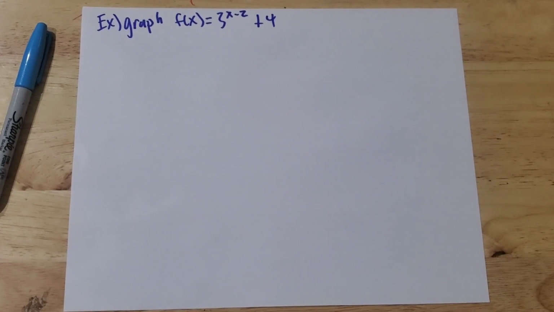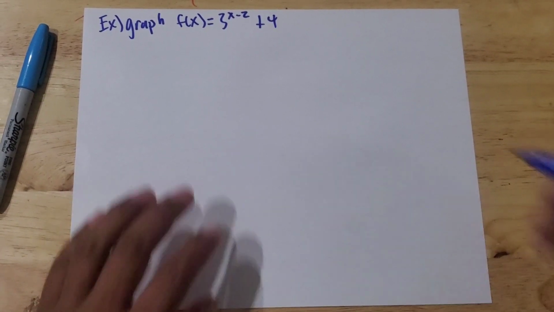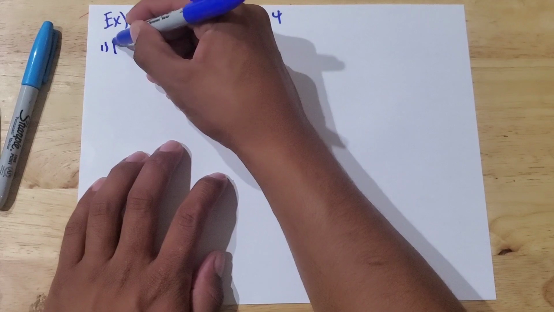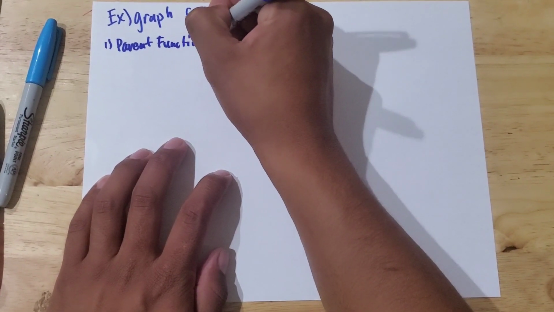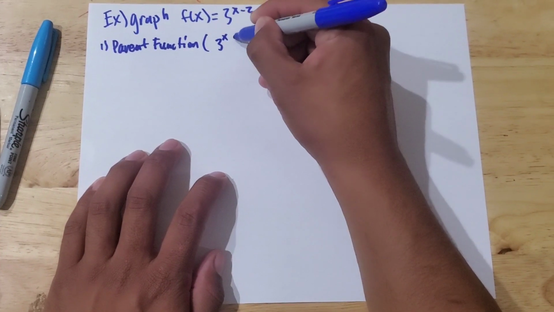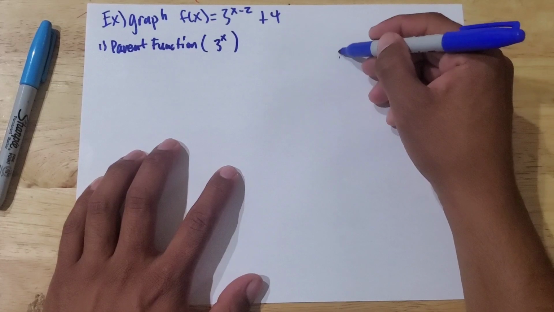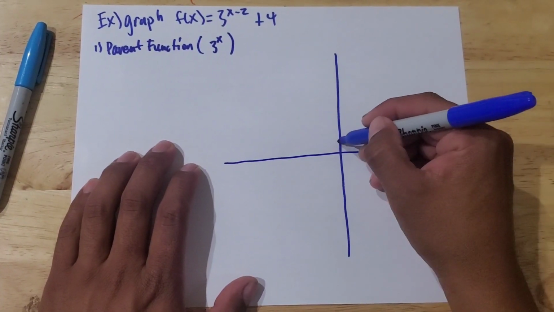So remember I said what we want to establish first is being able to find the parent function. That's our first thing. Parent function. I know my parent function here is 3 to the x, which we already know how 3 to the x looks. So I can start by graphing the parent function.